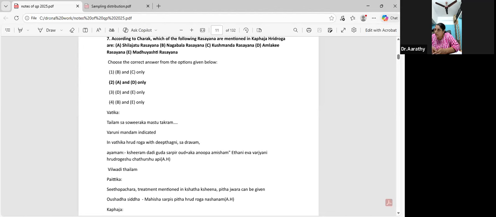Important yogas can be noted, and you have to have the idea that whenever a yoga is asked, you should be able to say from which prakarana it is. That's the easiest question regarding yoga: from which prakarana is this yoga taken? One such question is the 7th one. So you can make a note of important yogas for each disease separately.